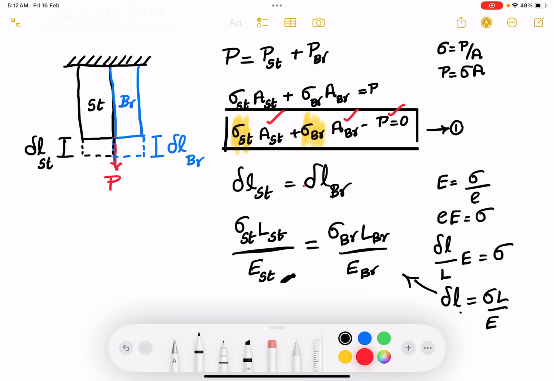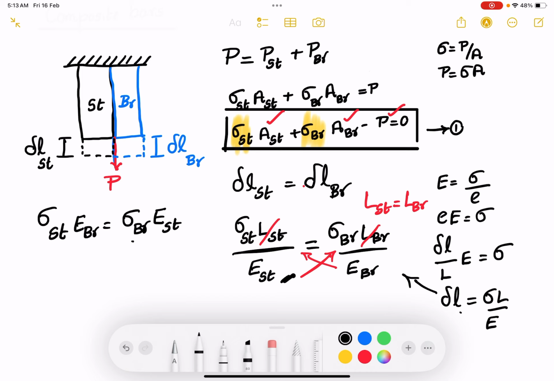So if the two lengths are equal, I can cancel these two terms. If length of steel is equal to length of brass, I can now bring this Young's modulus here and bring this Young's modulus here. I can write this equation as stress in steel into Young's modulus of brass should be equal to stress in brass into Young's modulus of steel.